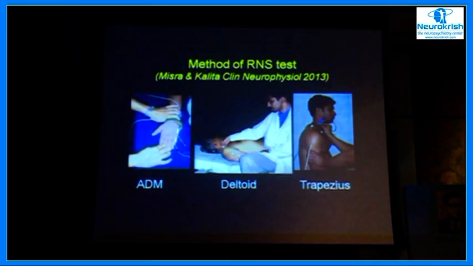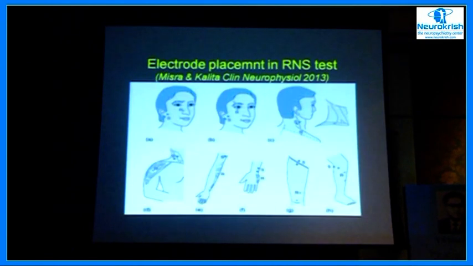We don't use any machines or any splints to immobilize. This is our method. This is how we stabilize. This is the ADM. This is the deltoid. For the deltoid, you have to sit halfway. You have to sit on the patient, and you can get a reasonable decrement. This is the trapezius. He is one of our residents, now he's become a faculty, so he's posing for this test.